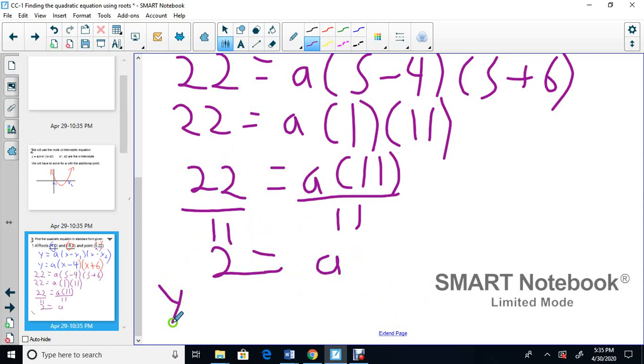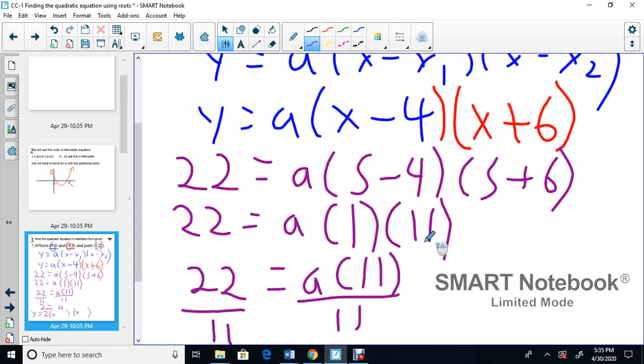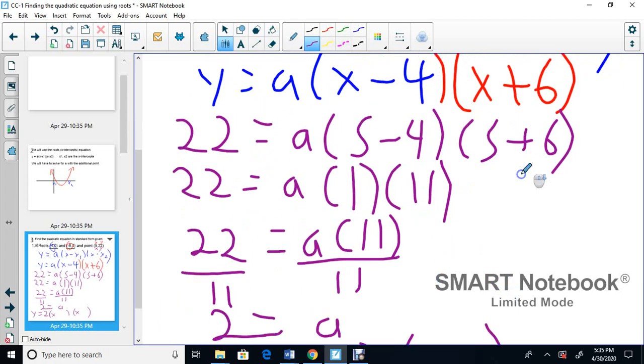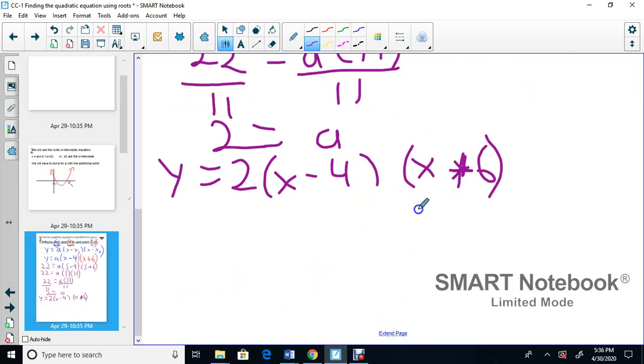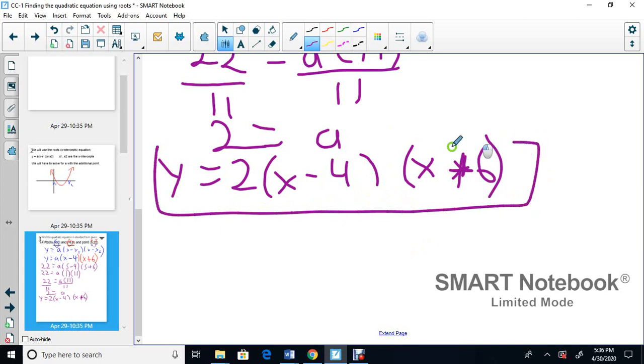So now we know that y equals 2, and we can put our two things in again. So we put the a in here, then (x minus 4)(x plus 6). We've just figured out an equation. So this is one equation. This equation is not in standard form. With the plus over here, this equation is in roots form. Now we're going to turn it into standard form.